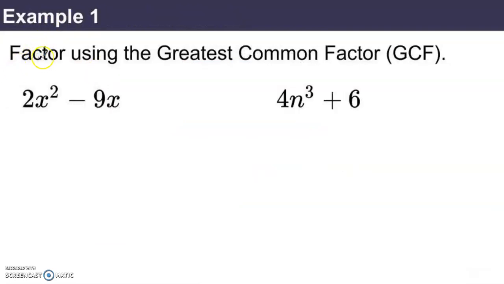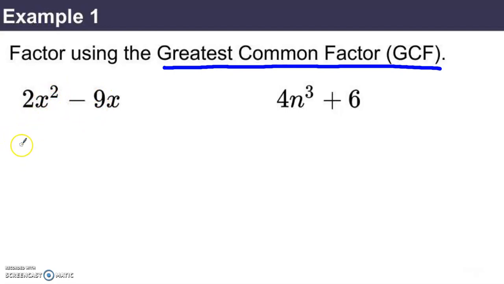So our goal for this video is to factor the expression using the greatest common factor. And if you recall from our last bit of work, factoring an expression means to write it as a product. So we need to find that greatest common factor and then use it to write this expression as a multiplication problem. So let's see if we can find the greatest common factor of 2x squared minus 9x.